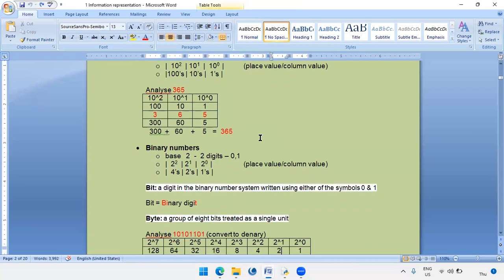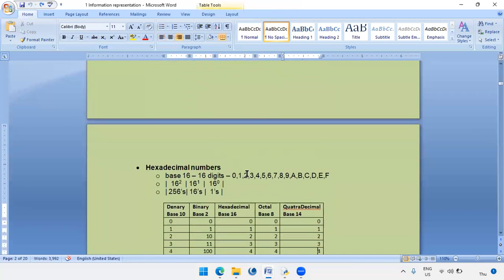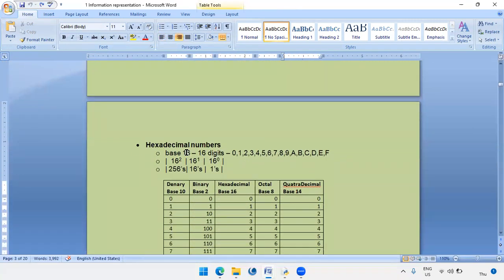When you go to binary, the highest is 1. That is, base is 2, 2 minus 1. Therefore, hexadecimal, the base is 16. Then the highest digit is 15, 16 minus 1. If you know these patterns, you don't have to calculate and waste time.